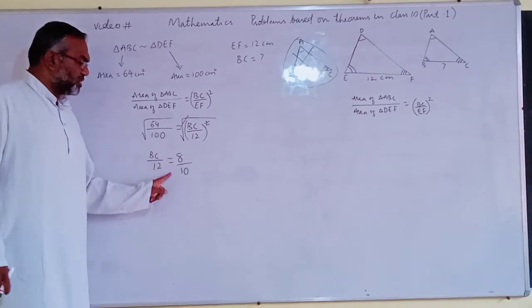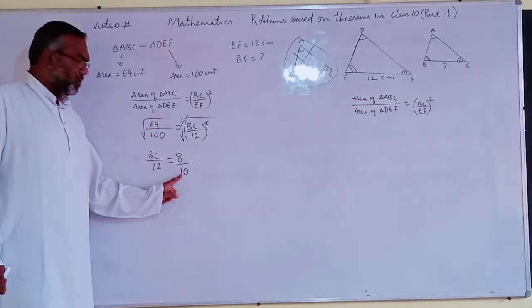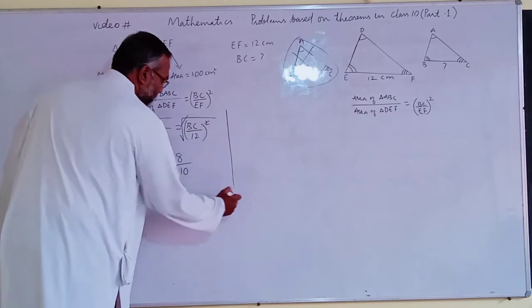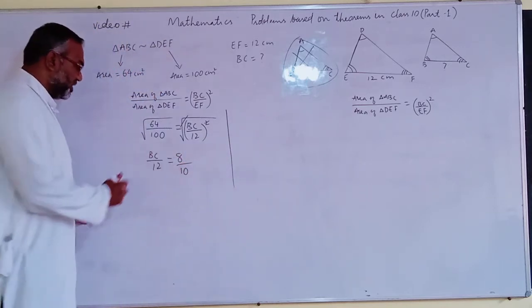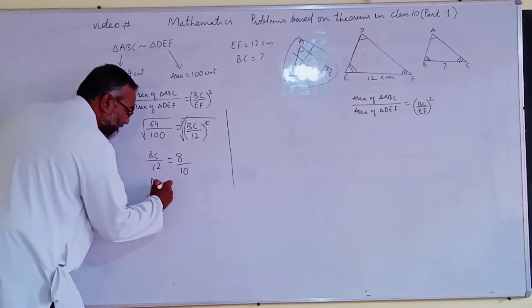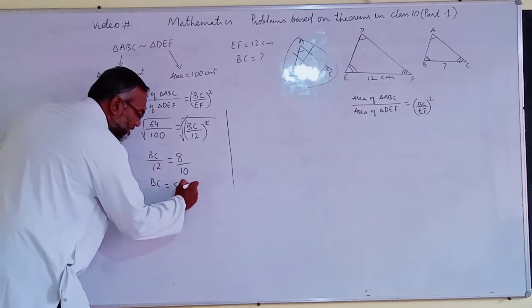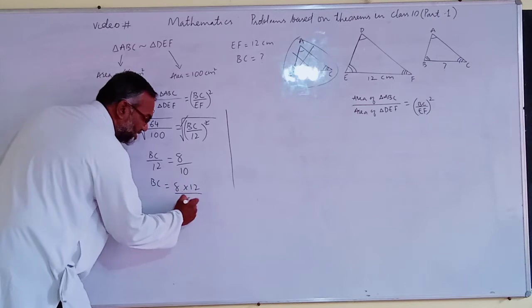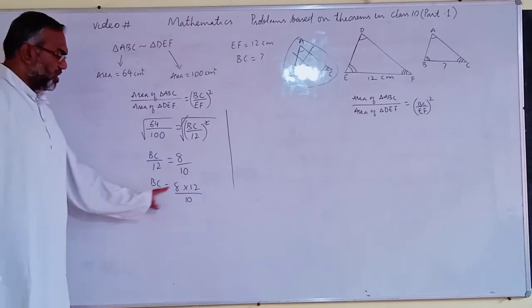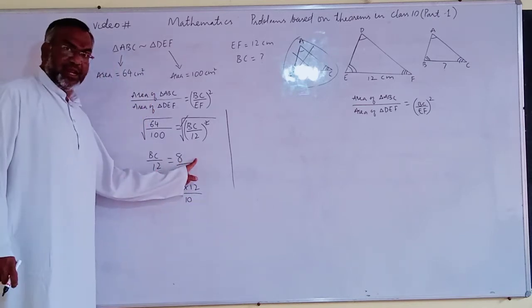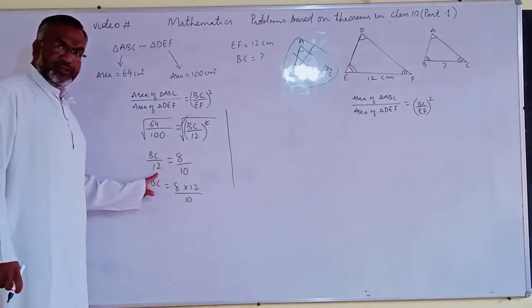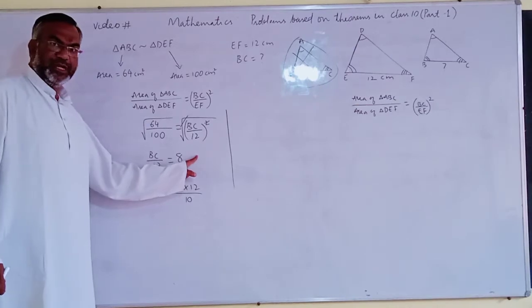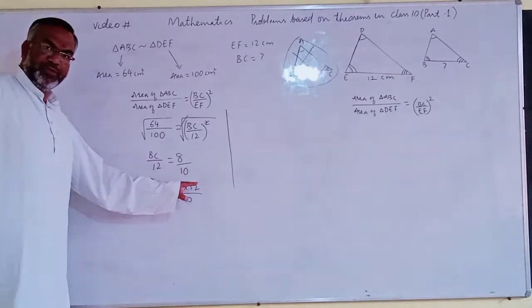So BC divided by 12 is equal to 8 divided by 10. Now cross multiply. Take this 12 here. So it will become BC is equal to 8 into 12 divided by 10. This 12 will go there and multiply, cross multiply, right? If it is in the denominator, it will go to the numerator. If it is in the numerator, it will go to the denominator, right?